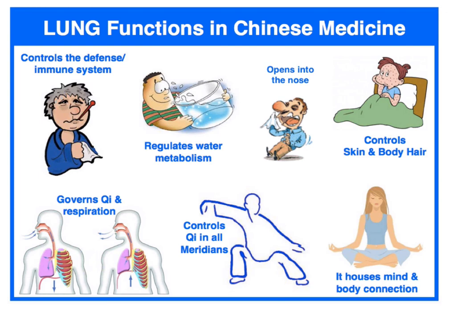So the main function of the lung in Chinese medicine is, of course, to govern qi and respiration. It's in charge of breathing in oxygen and breathing out CO2, or breathing in good air qi and expelling bad air qi. It's also in control of the immune system, or the wei qi, the defensive qi, so it allows us not to get sick and to fight pathogens.